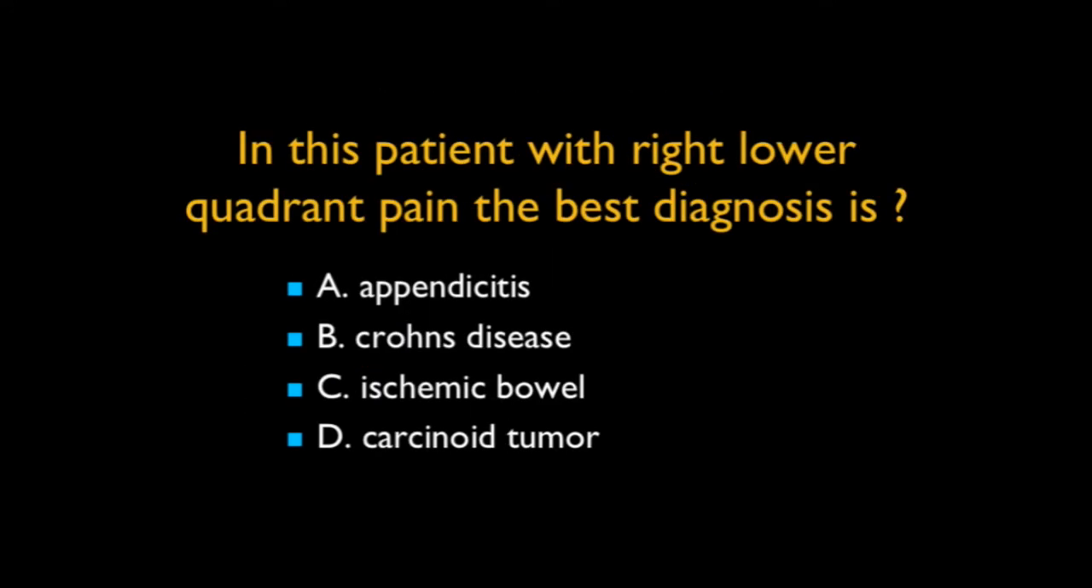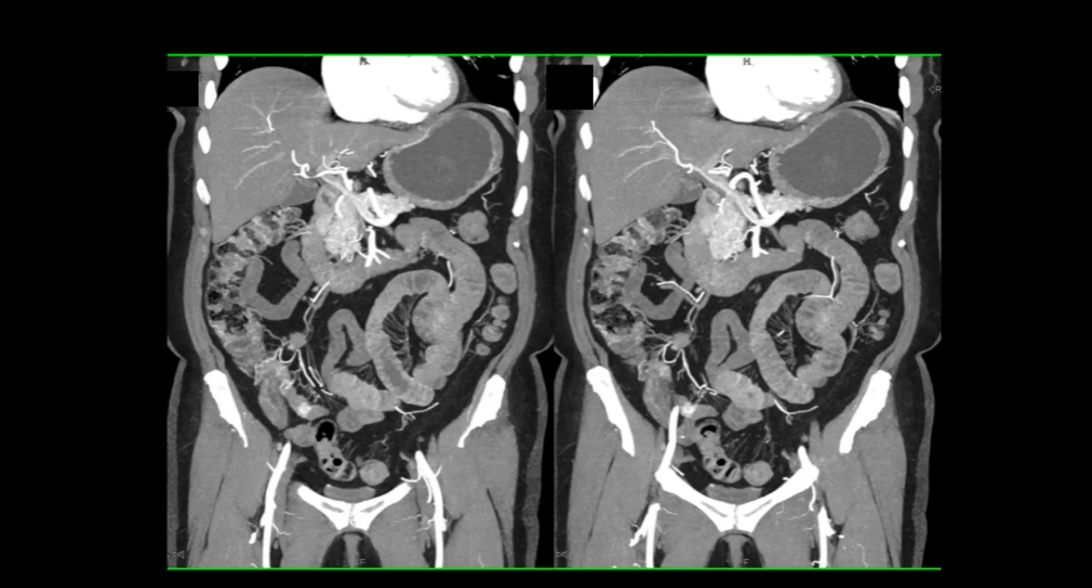This case very nicely, right lower quadrant pain, best diagnosis. When you look at the MIP images, you're seeing a mass maybe 2 centimeters in the right lower quadrant in the mesentery. You then see a 1 centimeter lesion in the terminal ileum that's hypervascular. You see some prominent vessels. This is not the appearance of appendicitis. I don't see a dilated appendix. It's not ischemic bowel. The vascular lesion does not look like ischemic bowel.